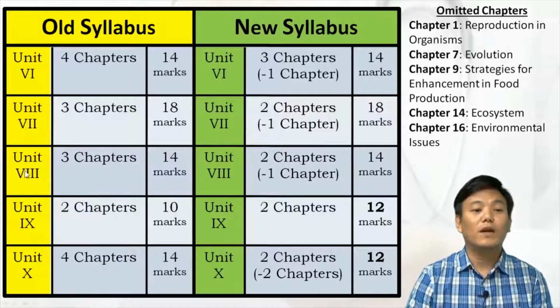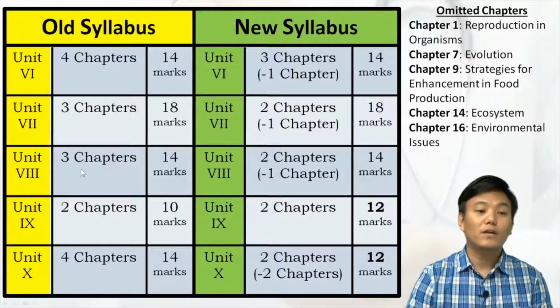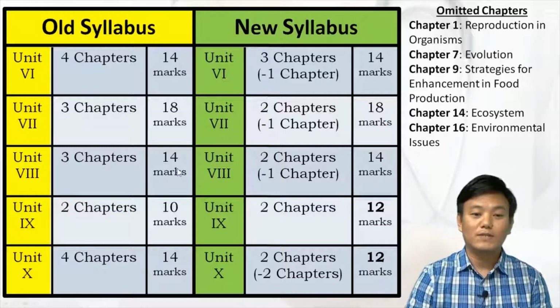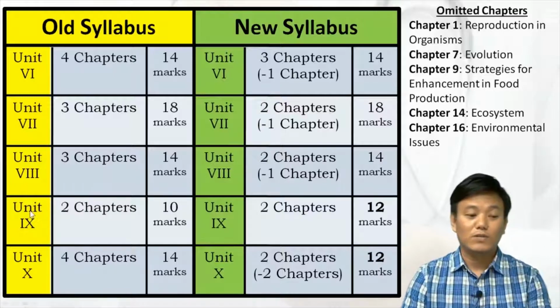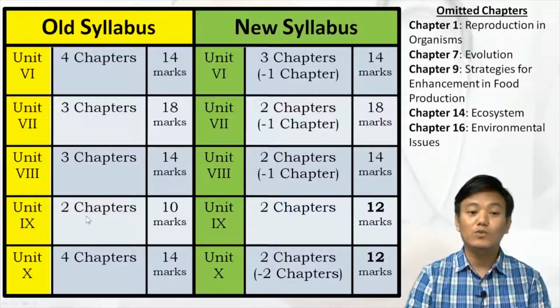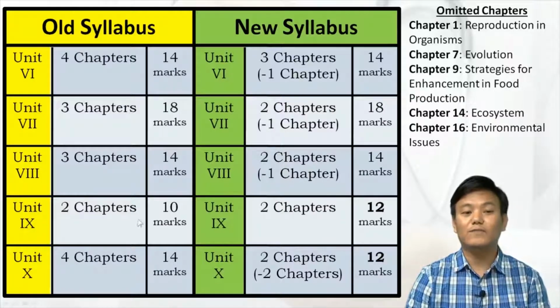If you look at unit 8, that is biology in human welfare, earlier there were 3 chapters. Now there will be only 2 chapters. 1 chapter has been removed. That is chapter number 9, strategies for enhancement in food production. Marks allocation also remains the same, 14 marks. If you look at unit 9, that is biotechnology, nothing has changed. The same 2 chapters will be there, but the marks allocated have changed a little bit. 2 extra marks have been added for that unit.